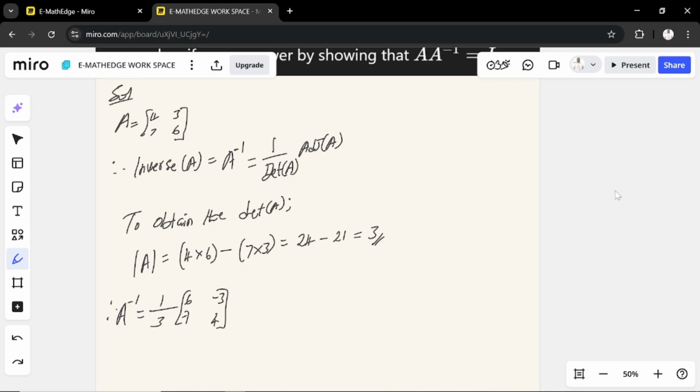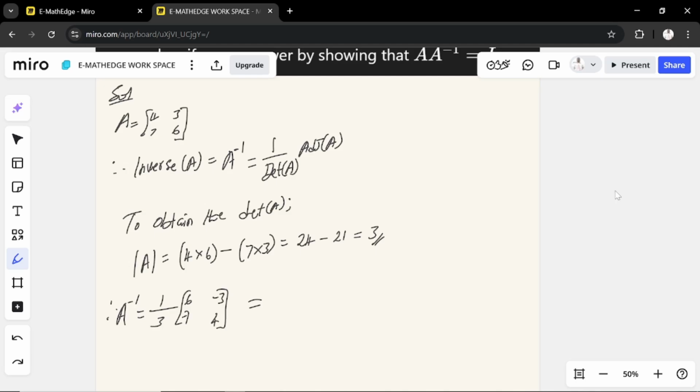You swap the elements in the major diagonal, after which you introduce a negative sign to both elements in the other diagonal. So this matrix now is the adjoint of the matrix A, which we have to be 4, 3, 7, and 6. Having obtained this, the next thing to do to simplify further is to multiply the scalar value, which we have here to be 1 all over 3, by the adjoint of the matrix, which we have with the elements 6, -3, -7, and 4.